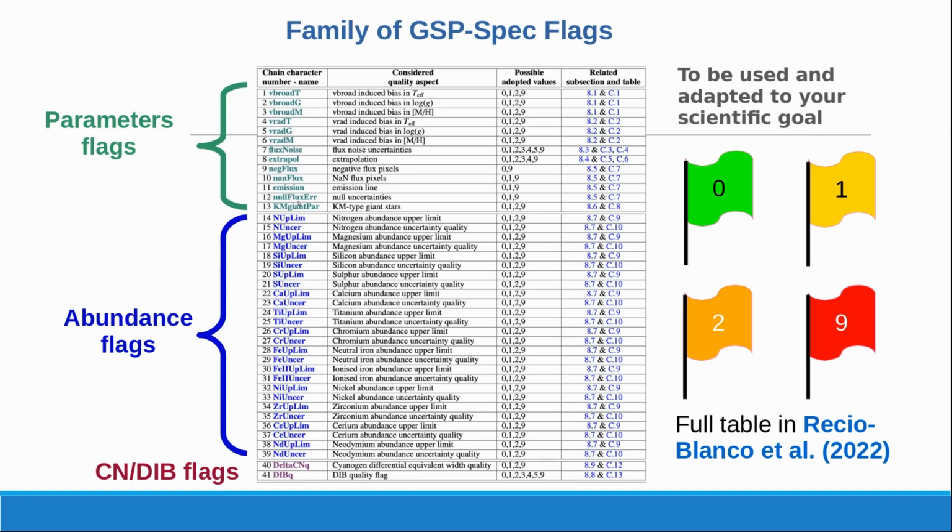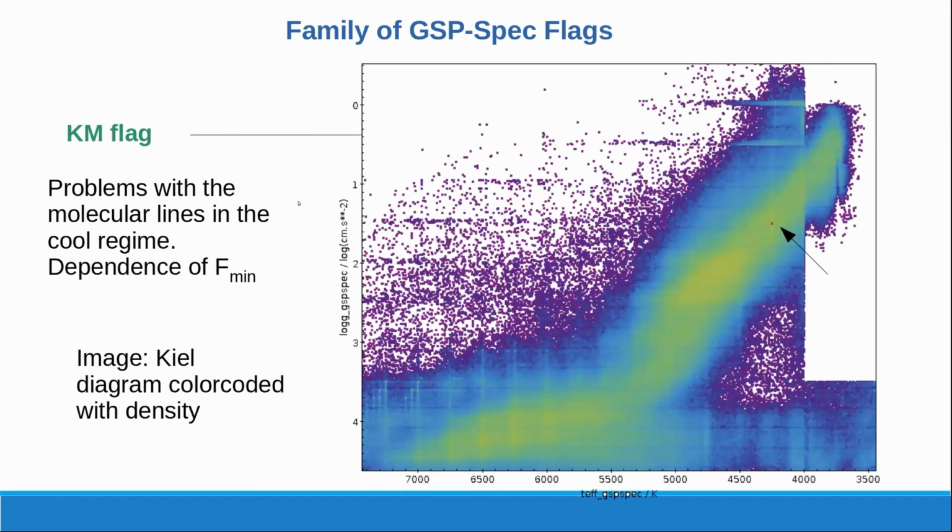And the last one, the KM flag, is due to some molecular lines that are present in the spectra of very cool stars. This makes the measurement of the continuum, the subtraction of the continuum, and therefore the normalization difficult. So we obtained a non-physical vertical structure in the very cool regime. So we decided to flag these stars and to set artificially the temperature and the log g to this point you can see here. This is a color and density map of the GSPSpec output. And all the stars that lie in this specific pixel are stars that have KM flag not equal to 0.